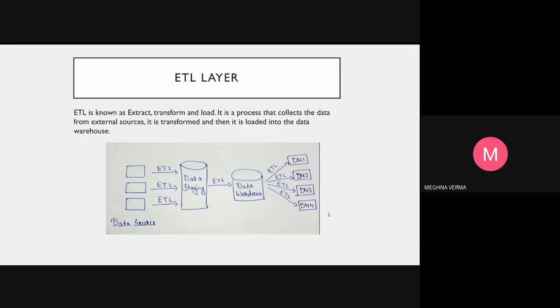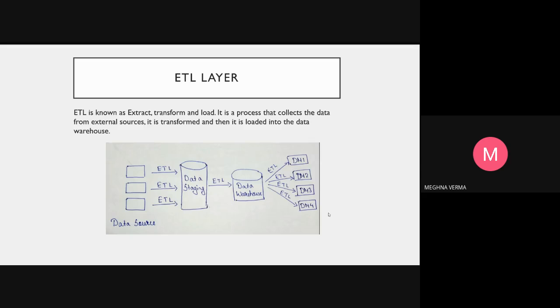So next is the ETL layer. As I have already told, ETL is extraction, transform, and load. The ETL layer collects the data from the external source. The data is transformed into a specified format, and then it is loaded into the data warehouse. As we can see in the diagram, some data sources are present. We perform an ETL operation on that, and then the data is brought into the staging area. After that, performing some ETL operation, the data is stored in the warehouse, and then there are the data marts.